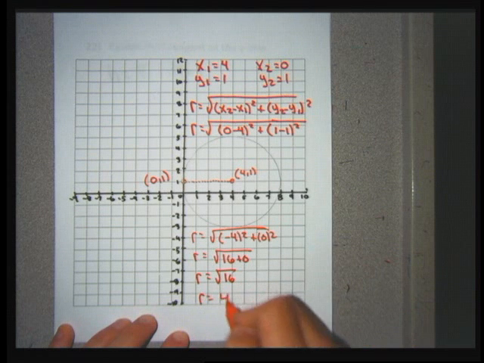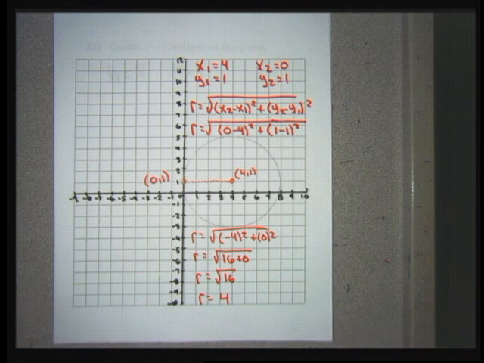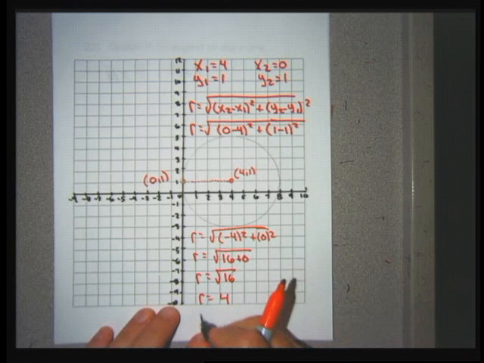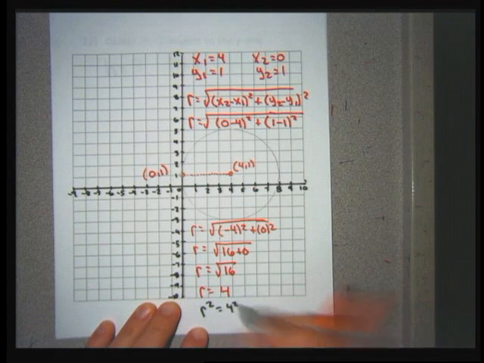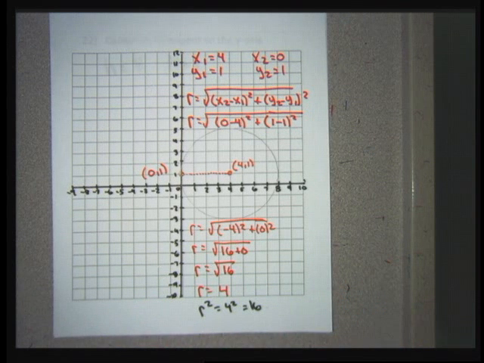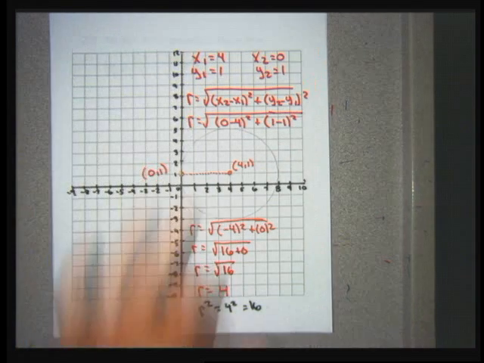The square root of 16 is 4, but in the formula I need radius squared. So the radius squared is going to be 4 squared, which is going to be 16. So when I go to find my formula, the number that I'm going to put to the right of the equal sign, which is the radius squared, is going to be 16. So I did all this work. I drew my circle.